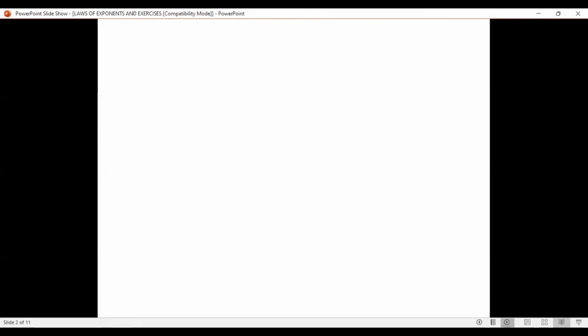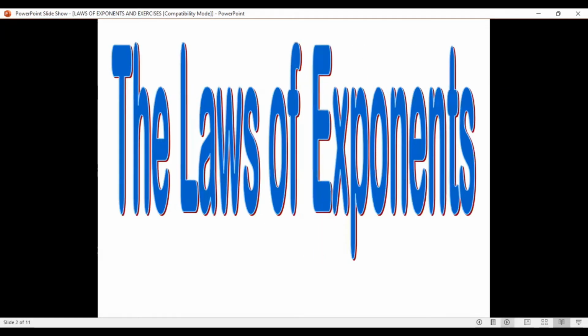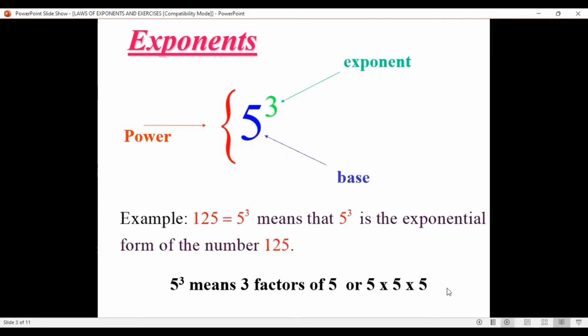Okay, so let's first understand what these exponential numbers are. When you are given, for example, 5 raised to 3, let's understand that the 5 here is considered as the base of the number, while 3 is the exponent. Now, the 5 being the base is actually the number being multiplied by itself depending on the number of exponents. So from this example, you have 3 as the exponent. That means that 5, which is the base, will be multiplied 3 times by itself.